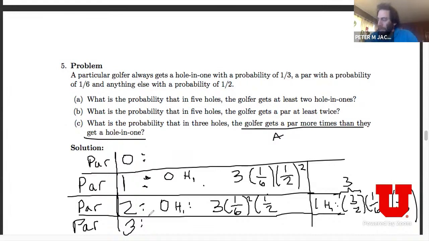The way we did it, we added these probabilities up. So we disjointized getting 2 pars into getting 2 pars and 0 holes in one, or getting 2 pars and 1 hole in one. That was one way to compute that probability. So for 3 pars, well, there's only 3 holes, so it's just going to be 1/6 cubed. So then you would just add up all of these probabilities, and that would be the solution. Are there any questions about this problem?